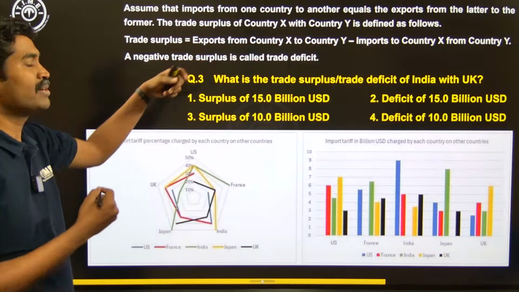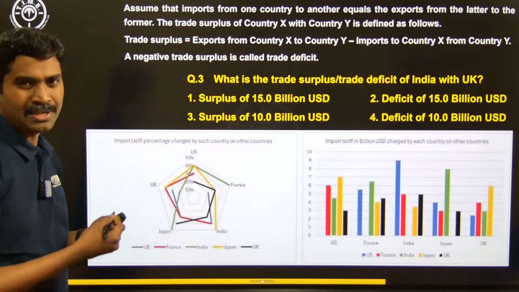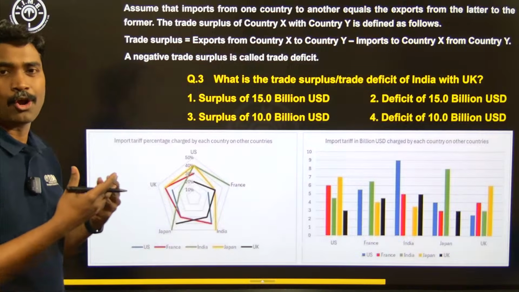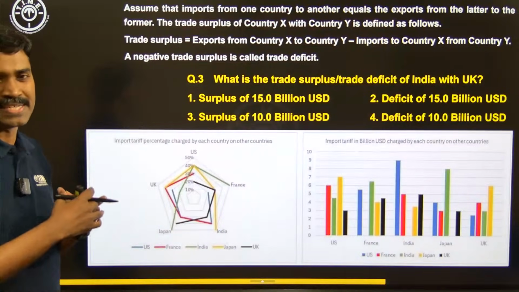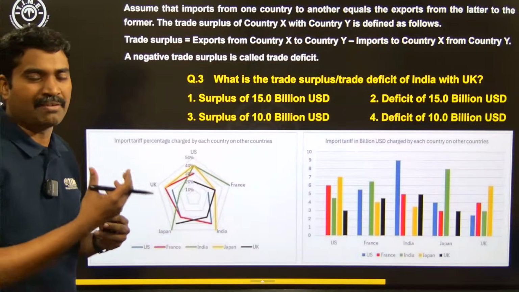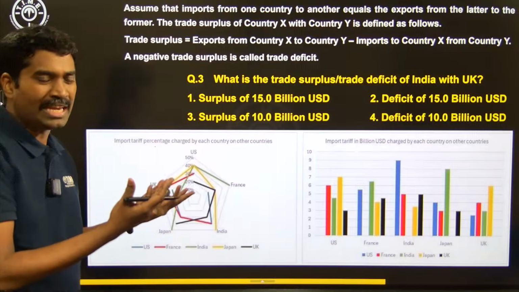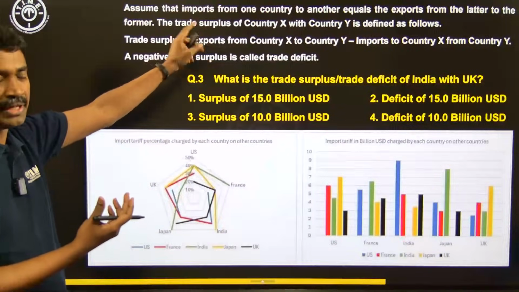You export more, import less, you have a surplus. You export less, you import more, you'll have a deficit. Now, this is economics 101, right? This is common sense. Even if you read the basic newspaper, have a very cursory understanding of how imports and exports work, this you ought to know anyway. But in any case, this was clarified here, right?